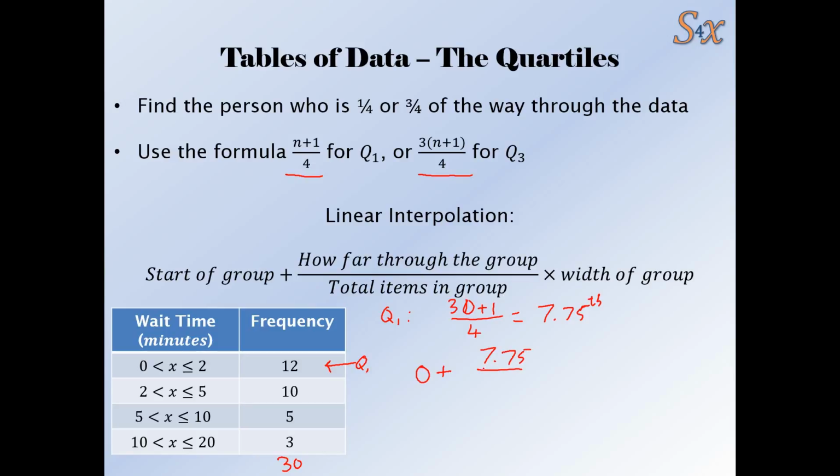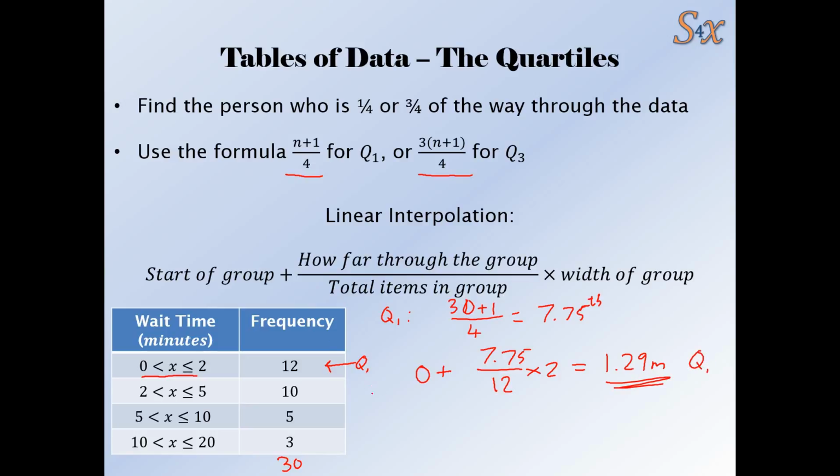The total number of people in that group was 12. And multiply that by how wide the group was, and it's gone from 0 to 2 minutes, so it's got a width of 2 minutes. If I apply that formula, I get 1.29 minutes. So that's an estimate of Q1.